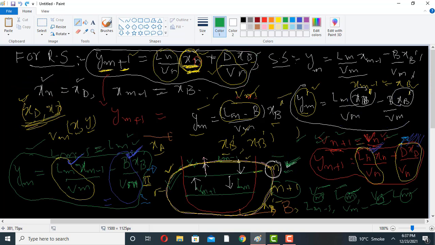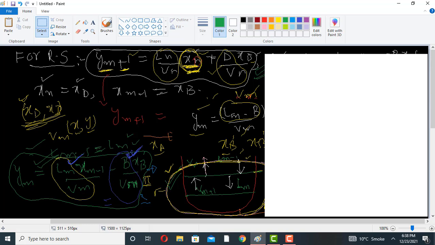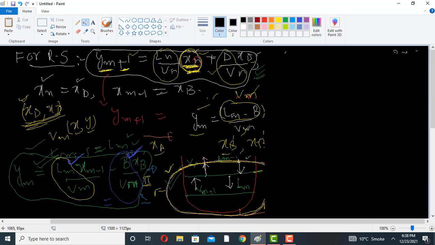Now we will come to the McCabe Thiele method. For the McCabe Thiele method, remember these two equations. This is for the rectifying section and this is for the stripping section. Now what is the McCabe Thiele method? The McCabe Thiele method is a very important method to find the number of plates in the distillation column. To find the number of plates in the distillation column, we will use the McCabe Thiele method.